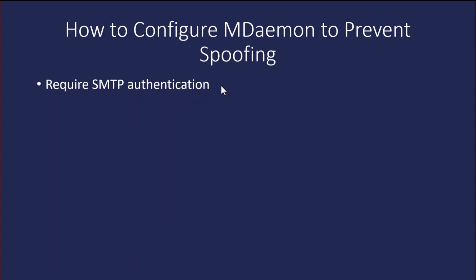So to configure MDaemon to prevent outbound spoofing, there are a number of measures you can take. Number 1, and this should be a basic requirement on all mail servers, is that you require SMTP authentication using a username and password. My next recommendation is to configure the IP shield in MDaemon. The IP shield allows you to specify what IP address or IP address range an inbound connection must have come from if the sending email address is a designated domain, in this case, a local domain.